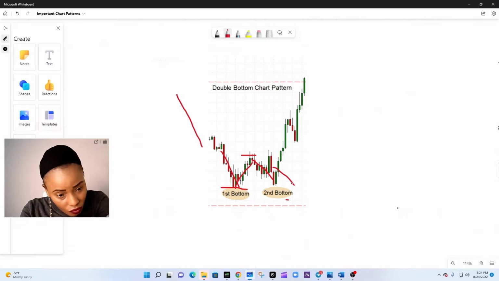So for those aggressive traders in the market, when they see this double bottom chart pattern, they will enter the trade here and start collecting the pips early.